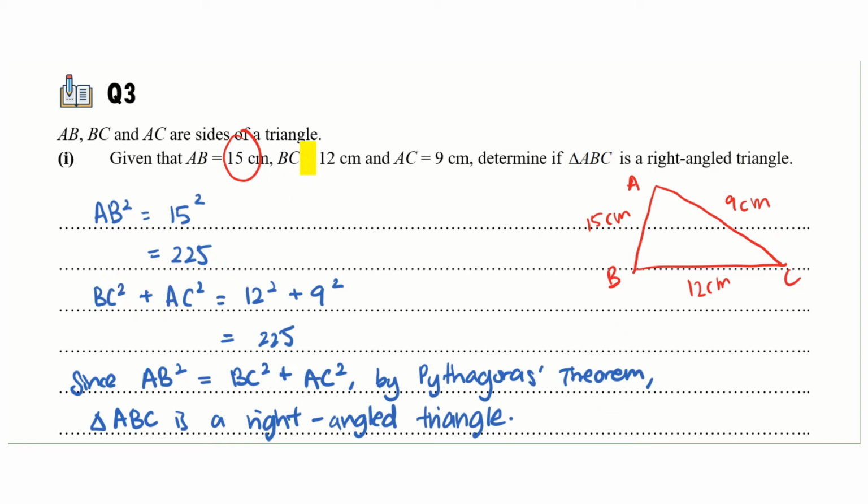Then we take the remaining two sides, BC and AC, square them, then add them up, and we also see that it equals 225. So now we have AB square equals BC square plus AC square. Then by Pythagoras theorem, we can conclude that triangle ABC is going to be a right angle triangle.